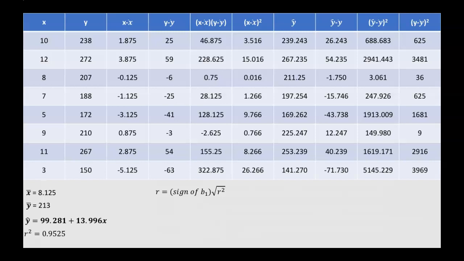So the sign of b sub 1 is positive, and then the square root of r squared. So r squared, we found that to be 0.9525. We take the square root of that, and we get 0.9760. So once again, it's great that we know how to calculate this, but calculating it means nothing if we don't know how to interpret what r means.